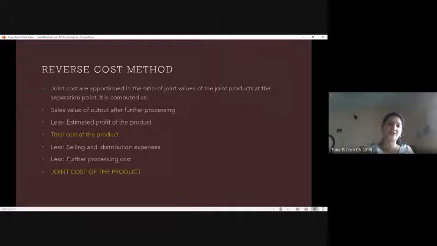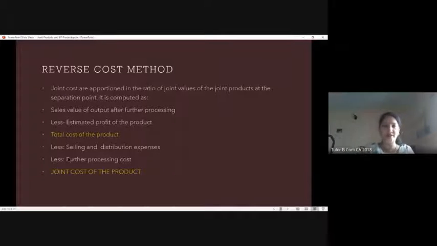In the reverse cost method, joint costs are apportioned in the ratio of joint values of the joint products at the separation point. So here we are not going with the concept of further processing, nothing. We are considering the separation point. But there is another concept called estimated profit of the product. That's a concept which has been introduced in the reverse cost method. That's why we say reverse cost method.